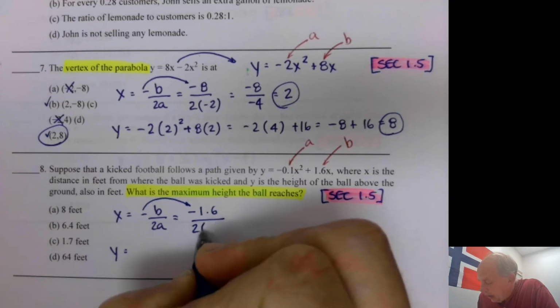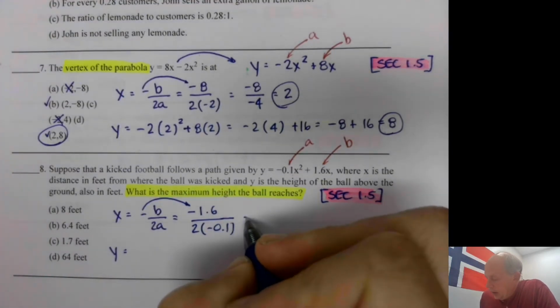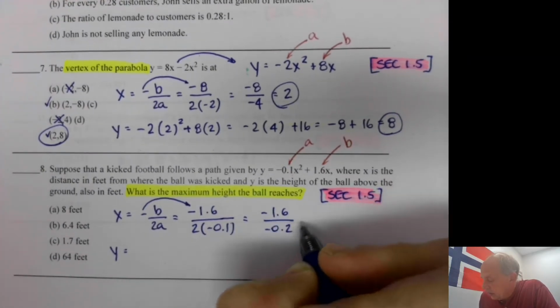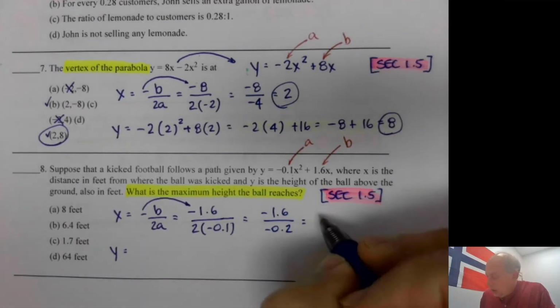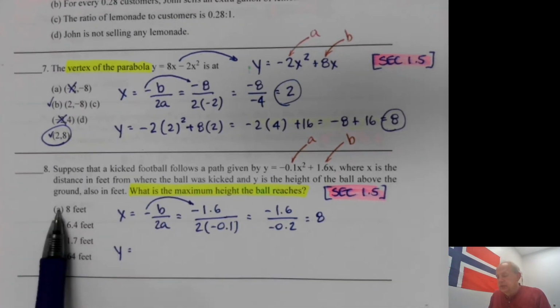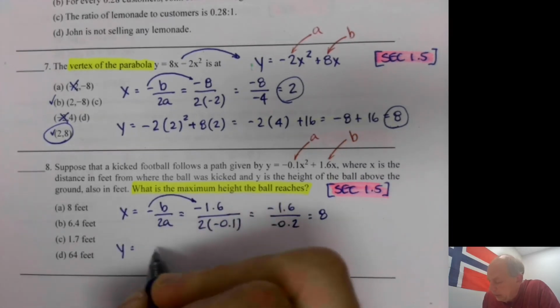I have my A value, which is negative 0.1. I have negative 1.6 divided by negative 0.2. My X coordinate is going to be positive 8. There's the trap answer A. That's not what I'm looking for. I'm looking for the maximum height, which is the Y coordinate.